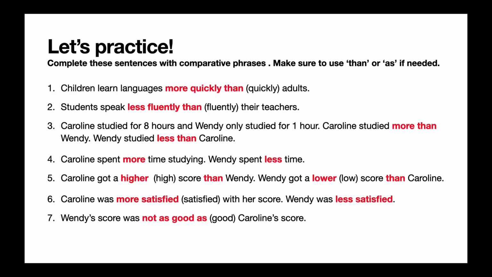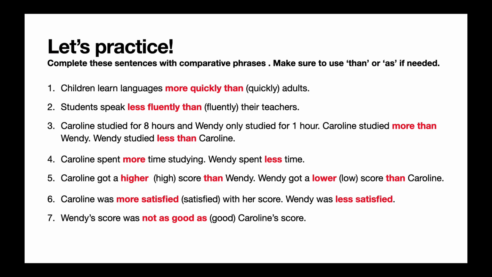Okay, so here are the answers. In number 1, we should say children learn languages more quickly than adults. Because quickly is an adverb, we just add more before the adverb, and then than afterwards because we have adults. In the second sentence, we say students speak less fluently than their teachers. So here we would want to use less to show the opposite of more. Again, we have an adverb, so we put less in front of the adverb and than afterwards.